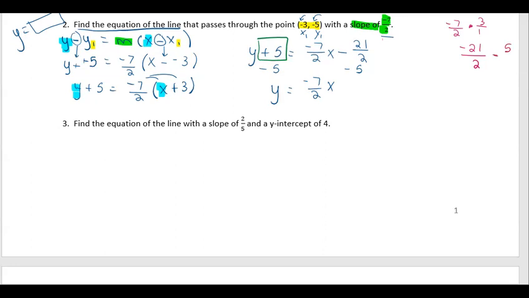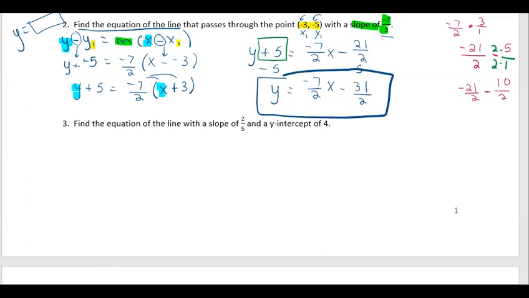So -5. Well, before I can subtract, I have to have a common denominator. This was over 1, so to make a common denominator, I can multiply by 2, which means we would have -21/2 minus 10/2. We're subtracting, so not times. Let's do our subtraction. So then we have our -21, and we are subtracting 10. So -21 minus 10 more is -31. And it is still over 2. We've solved it for y equals.